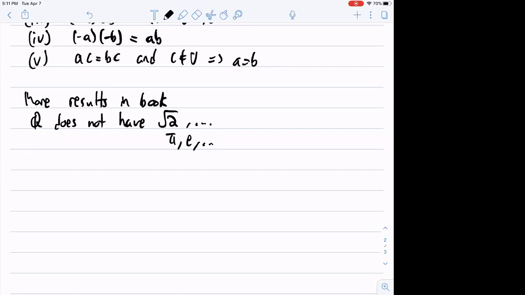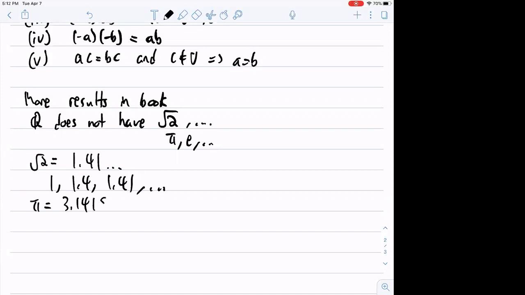But we could certainly approximate root 2, right? Hopefully you all know it's 1.41, blah, blah, blah, if you just put it in a calculator. So we could certainly approximate this with rational numbers, because our sequence will be 1, 1.4, 1.41, and then whatever is in the decimals going onwards. And let me try to remember what pi is: 3.141592, something like this. So you can certainly approximate pi this way, right?